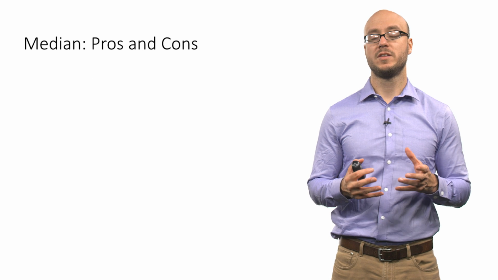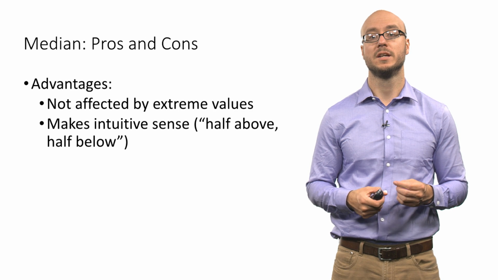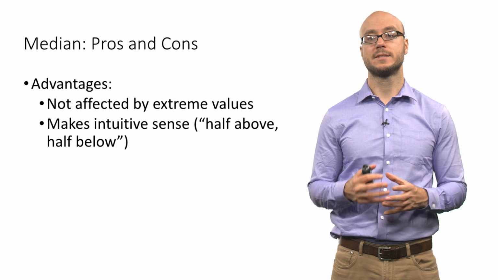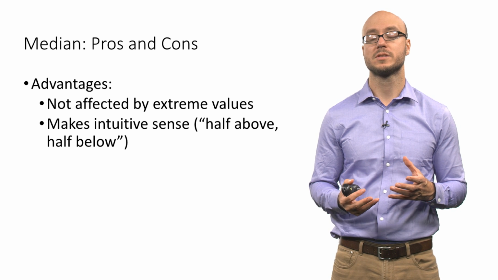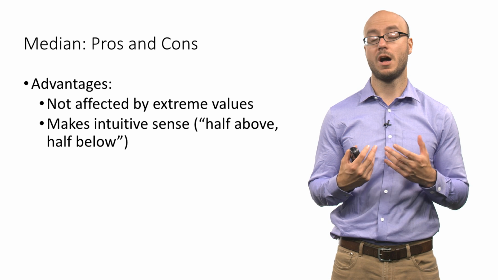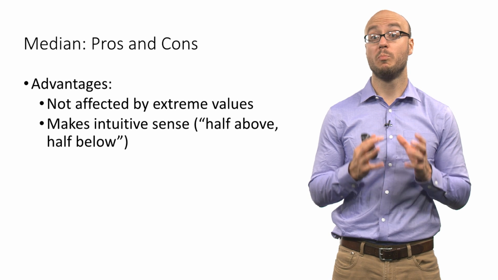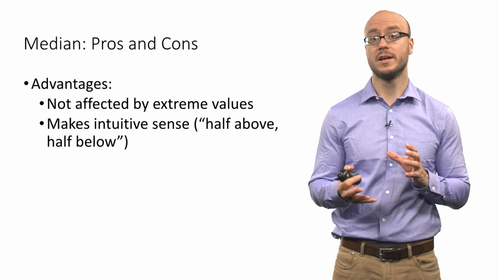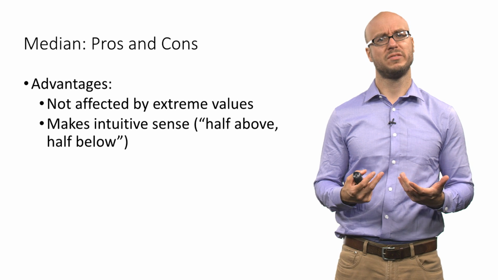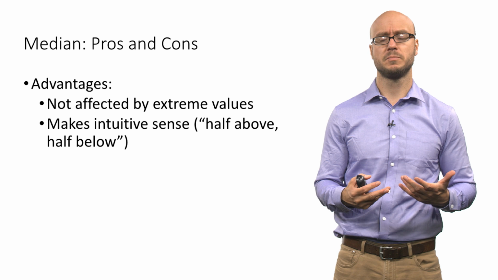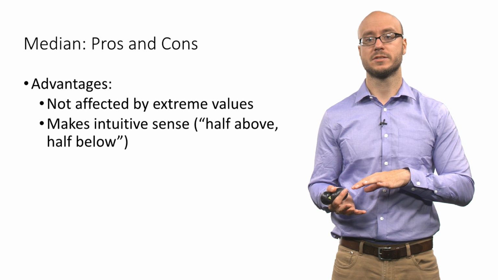The median, or the 50th percentile, has some advantages and disadvantages as a measure of central tendency. One of the advantages of the median is that it's not affected by extreme values or outliers in a set of observations. If you have an extreme value or an outlier, the median is more robust. It's not as sensitive to those extreme values as the mean. Another nice property of the median is that intuitively it makes a lot of sense, because the median is simply that number in which half of the observations are lower and half are higher.